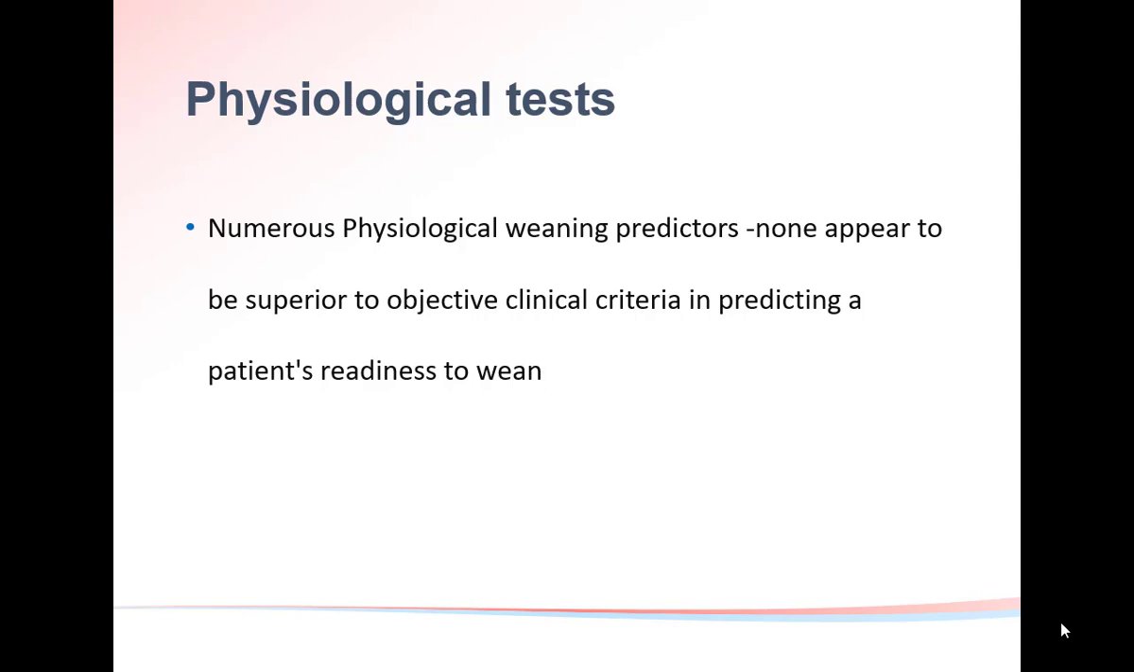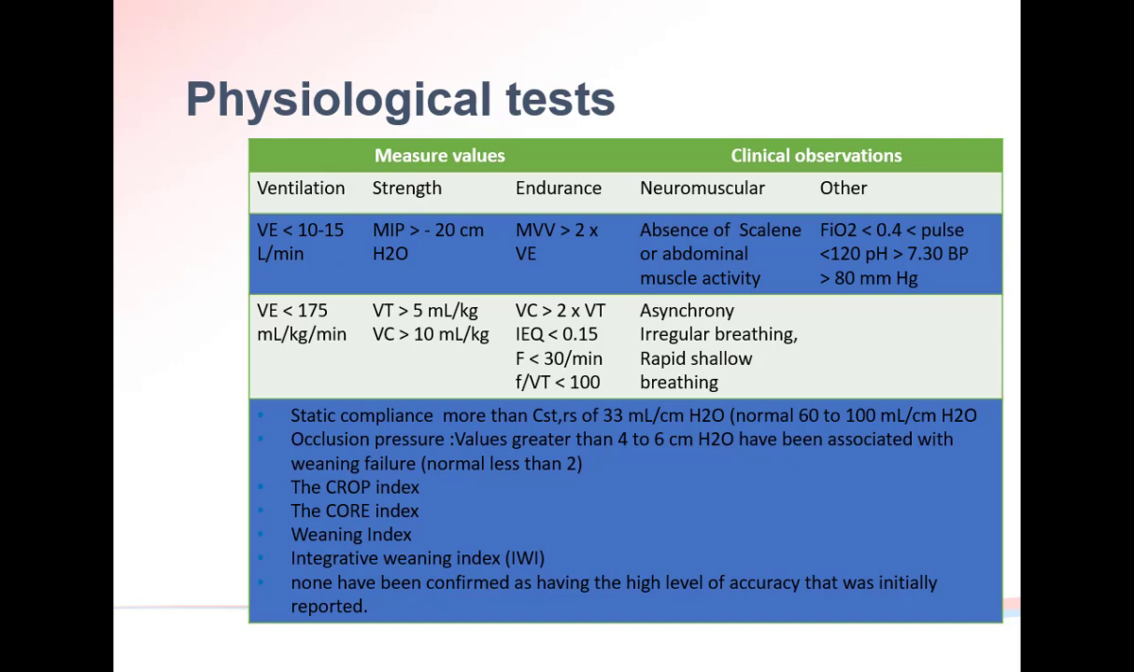Now the physiological predictors. There are numerous physiological predictors and you have to remember them for exams. In practice, many of you who are working very rarely use them in day-to-day practice, and they have not been shown to be very useful, but it is good to know what these physiological predictors are. If you want to assess the ventilation requirement, it should be less than 10 liters.